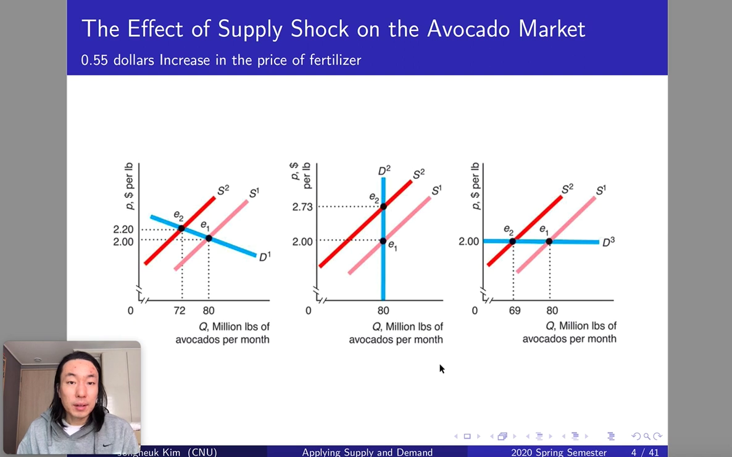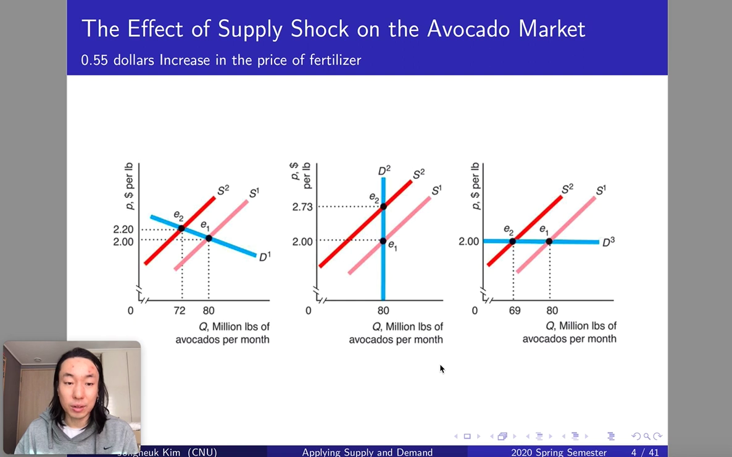So here you go. In this example, the price of fertilizer is increased. S1 is the original supply curve for avocado, but S2 is the decreased supply curve of avocado because the fertilizer's price level is increased. So there is an increase in the cost of supplying avocado, right? So the supply curve will shift from S1 to S2, and the demand curve is the same, never changes. So our equilibrium quantity will decrease from E1 to E2 by 8.